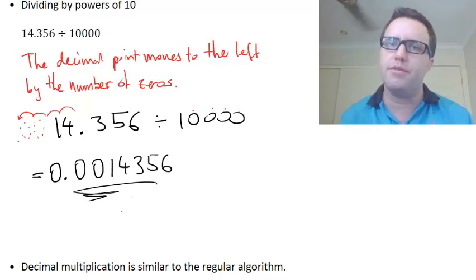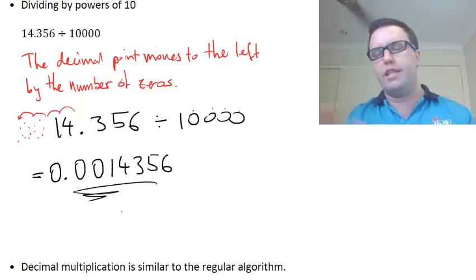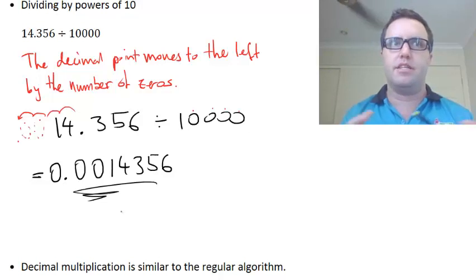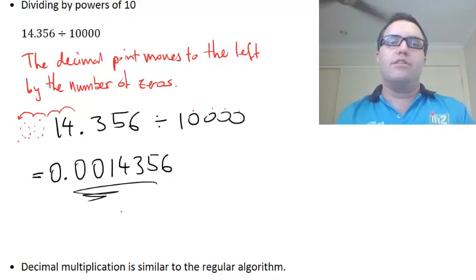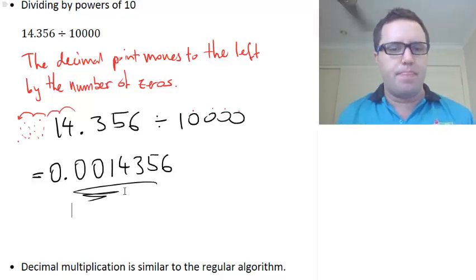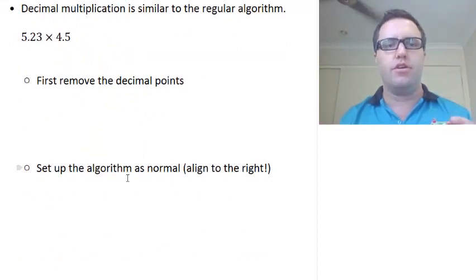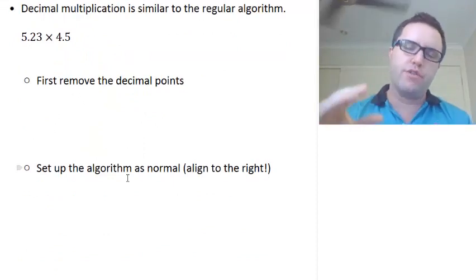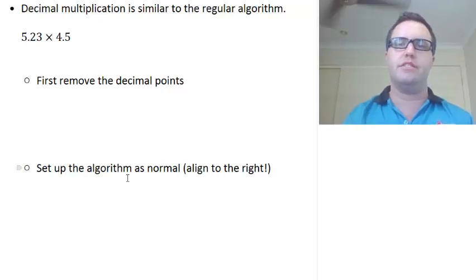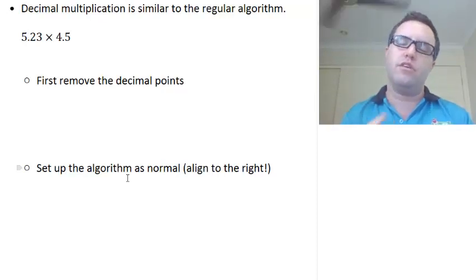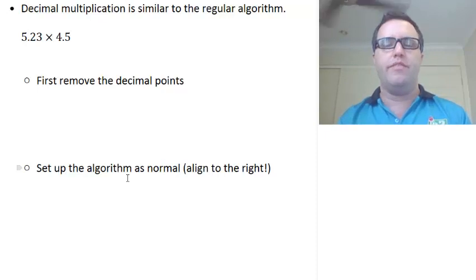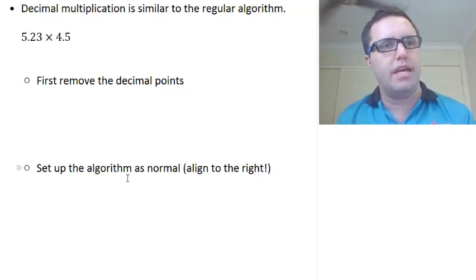You've probably done it before, but you need to be able to quickly multiply and divide by powers of 10. It's a great skill to be able to do it quickly and precisely. Okay, right. Decimal multiplication is similar to the regular algorithm. So here's what we're going to do. I'm going to show you stepping out in individual pieces, and I know you only really need to see one example, and then you can apply it to all the different ones that we have.